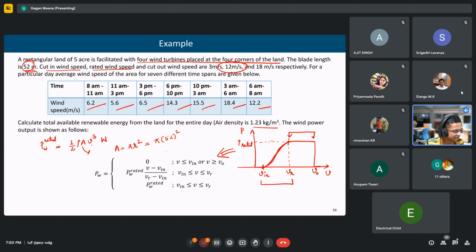Yeah, correct. Energy is summation of P into duration of time. That is correct. Yeah, so area will be this. Substitute area here. Velocity, this V is 12 meter per second. Rho is 1.23. So try to calculate this rated power. What will be the value?